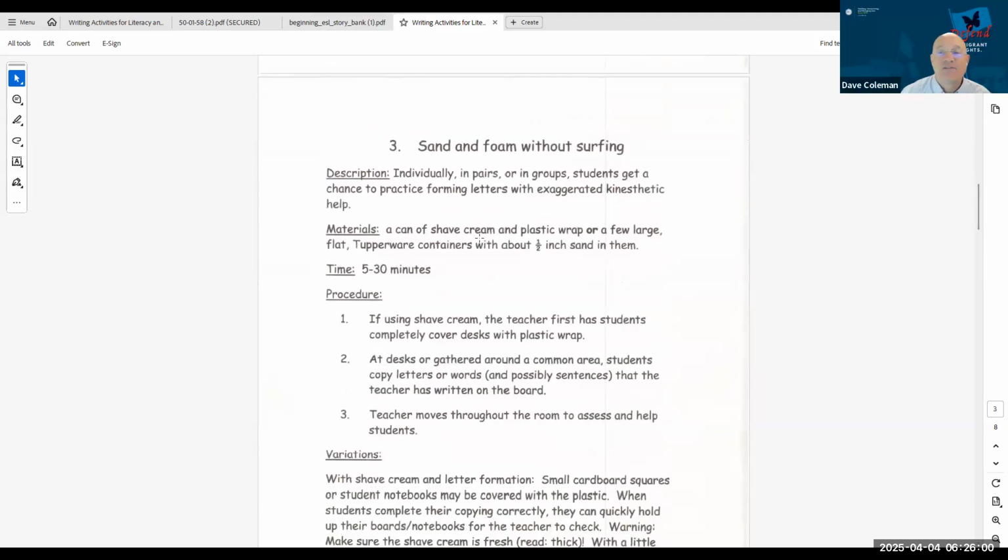Another one is called Sand and Foam Without Surfing. Basically, this is for students. So the foam is shaving cream. You spray some shaving cream on the desk, or you can put some sand. Sand is pretty messy for the classroom unless you have it in trays and stuff. So shaving cream is easy, but you tell them spell a letter and then they write it in this foam with their hand. So it's creating more of a kinesthetic memory thing. You can read about that.